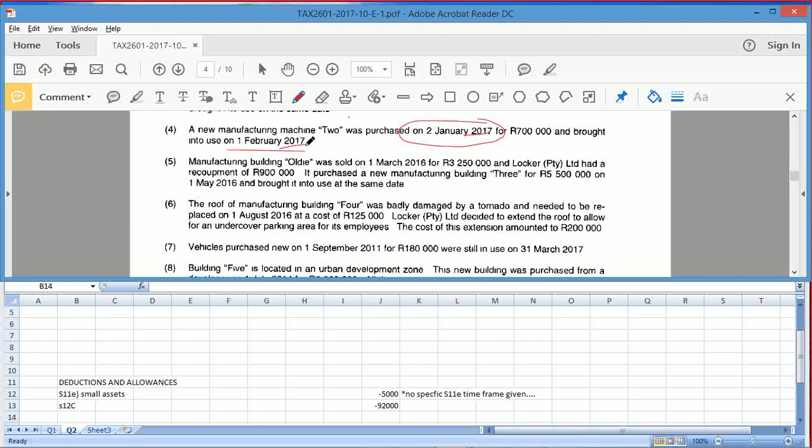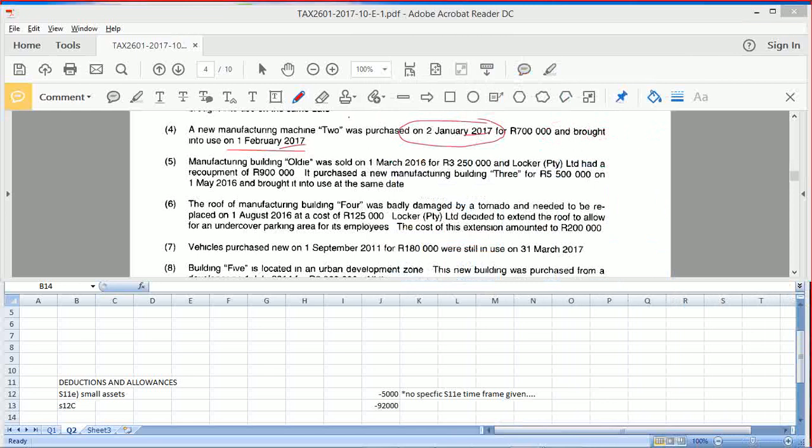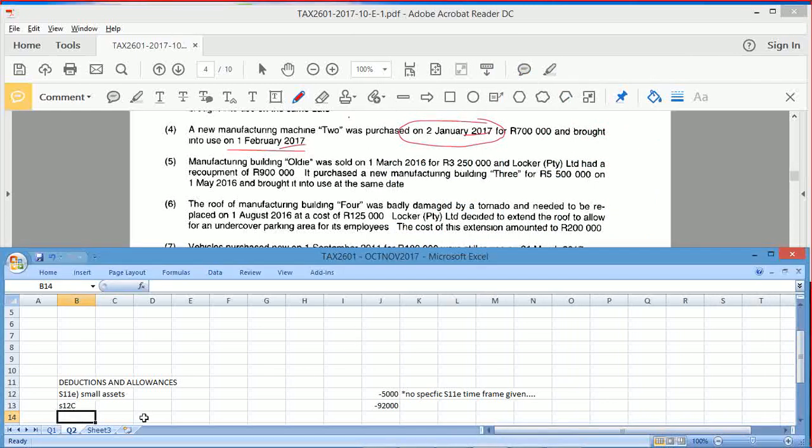So it's new, you would use 40%. Yes, sir. You would use this 12C in the notes. Yeah, that one. Is that right? Yes, sir. That's right. Alright, so 12C, did I put that in? No, I need to put in another 12C.